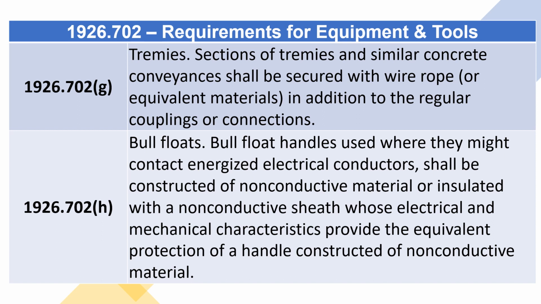1926.702(h) Bull floats. Bull float handles used where they might contact energized electrical conductors shall be constructed of non-conductive material or insulated with a non-conductive sheath whose electrical and mechanical characteristics provide the equivalent protection of a handle constructed of non-conductive material.